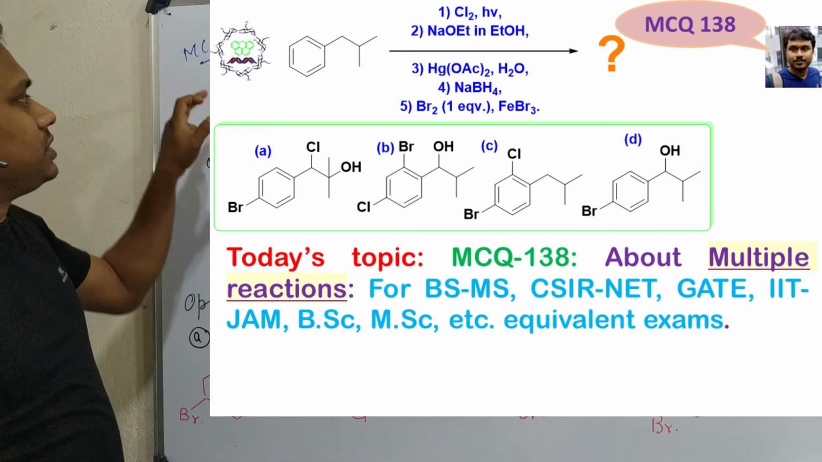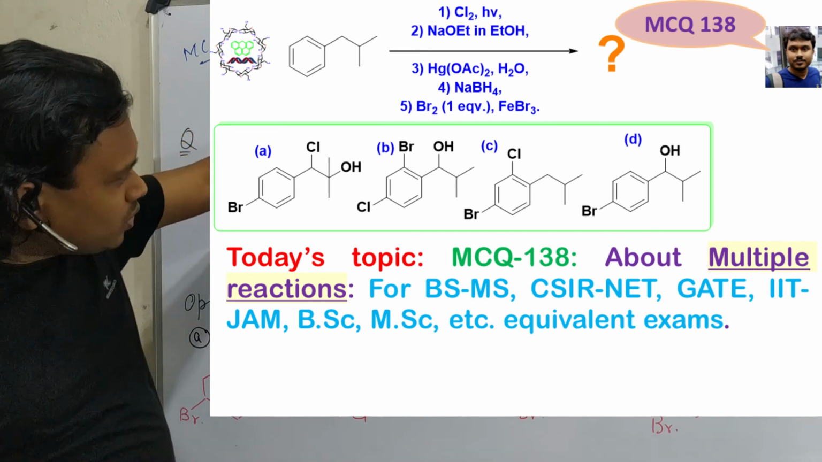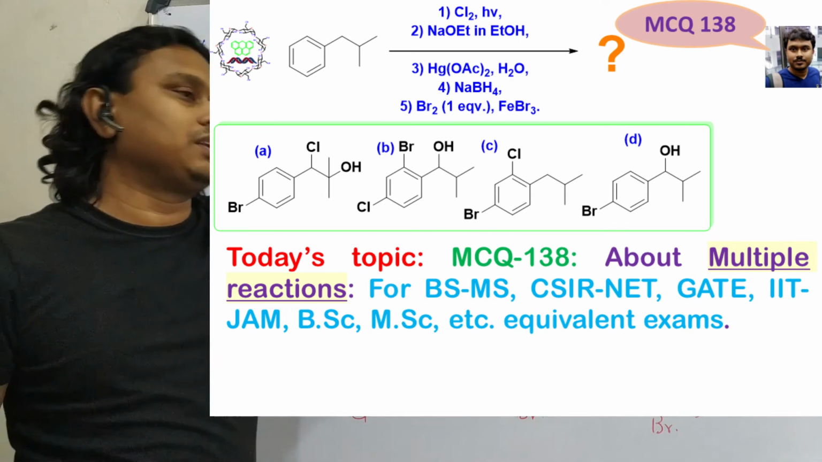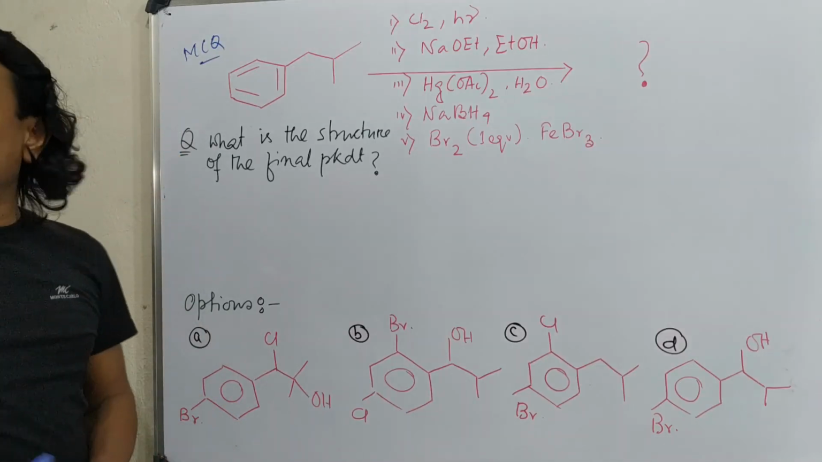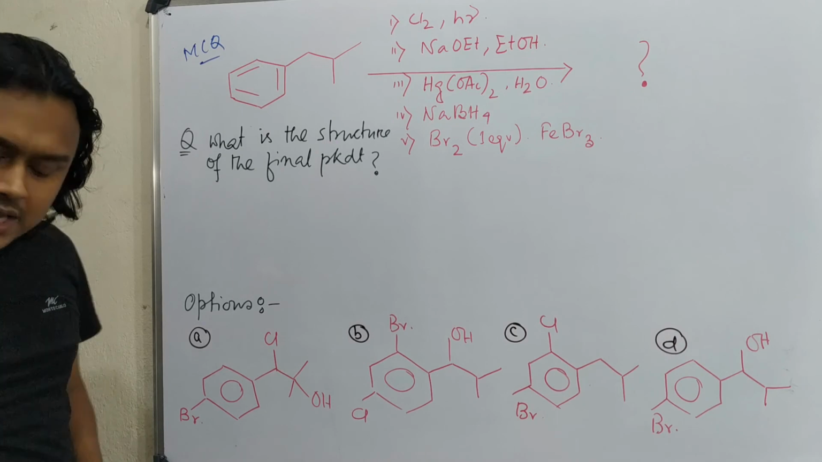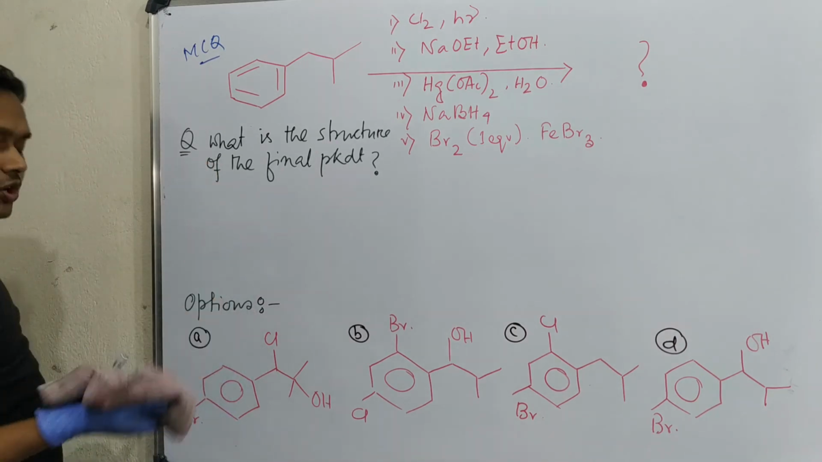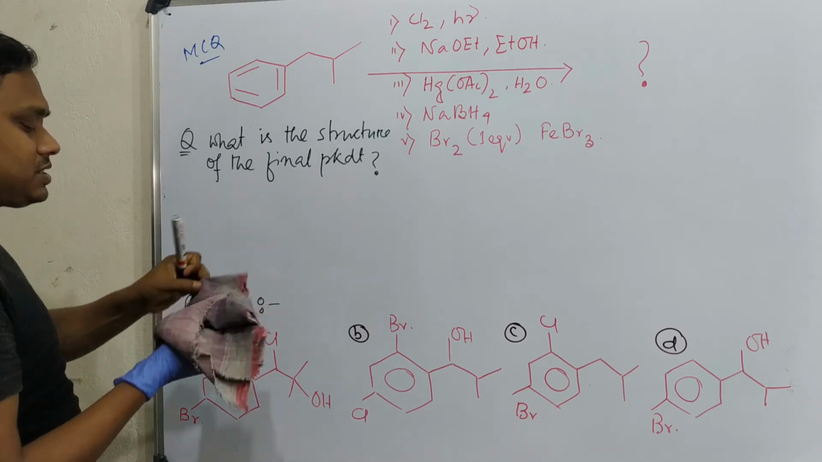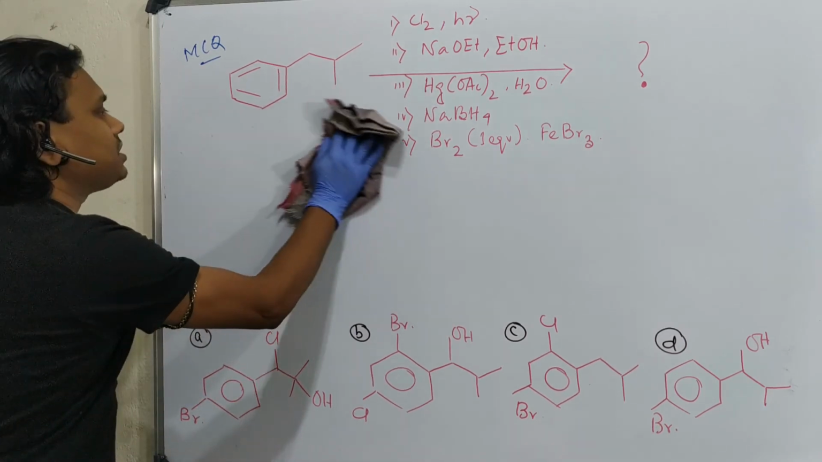First read the question. This molecule reacted with so many reaction conditions, and the question is what is the structure of the final product, and to get the answer 4 options are provided in front of you. Such kind of questions are always better to address stepwise. What do I mean by stepwise?